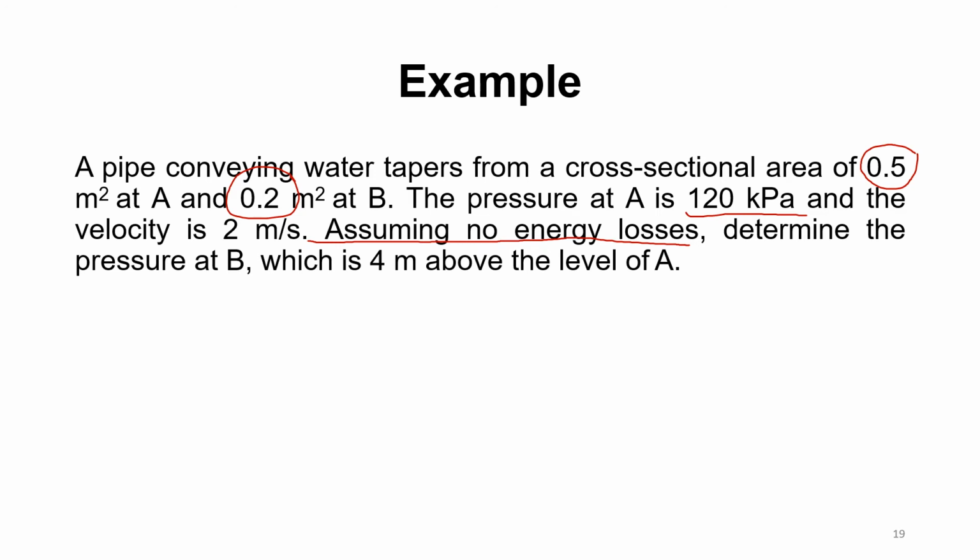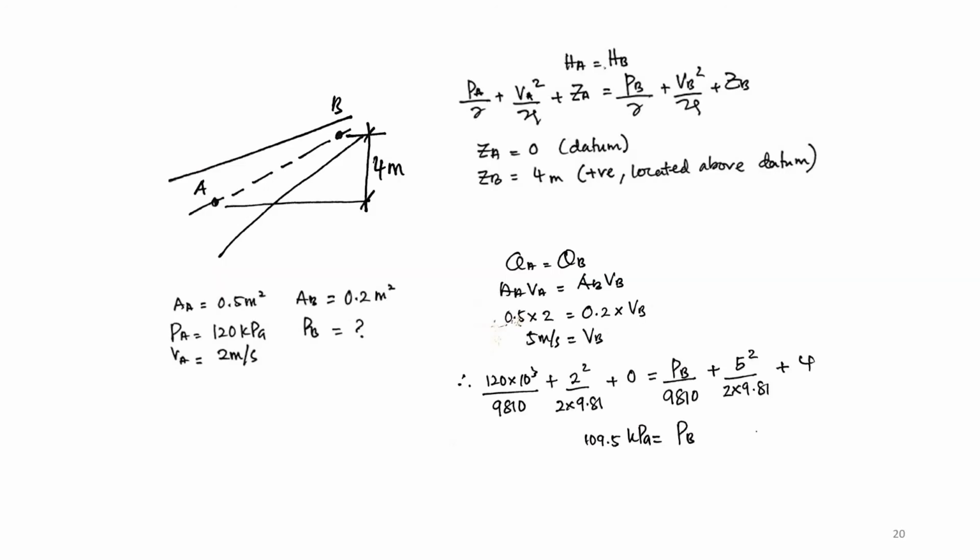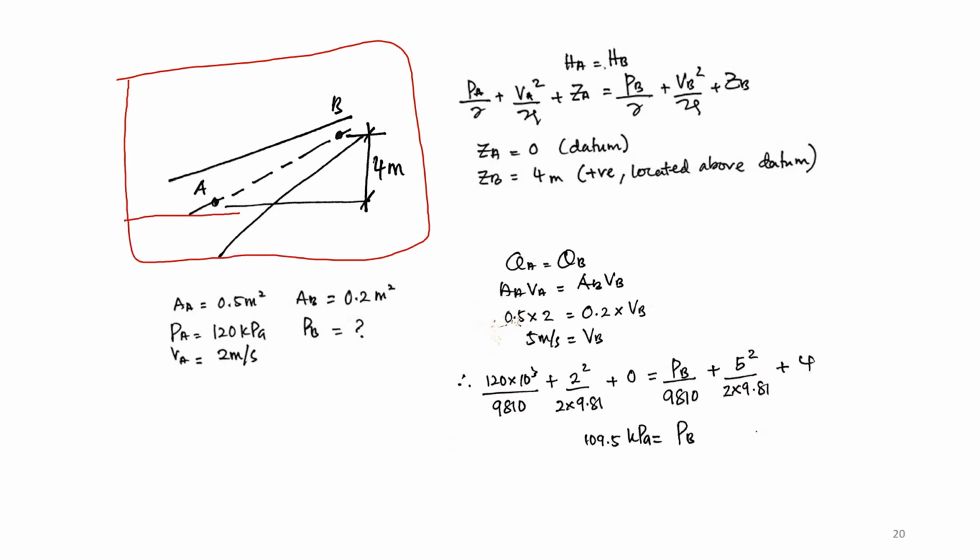So we need to determine the pressure at point B, which is 4 meter above the level of A. So the Z is 4 meter. Okay, so this is how we imagine the question. We have 2 points, and point A is the datum. So we have elevation at point B, 4 meter. And then we also need to write all the given information. We have area A, we have pressure at A, and also velocity at A. And we don't know the pressure at B.